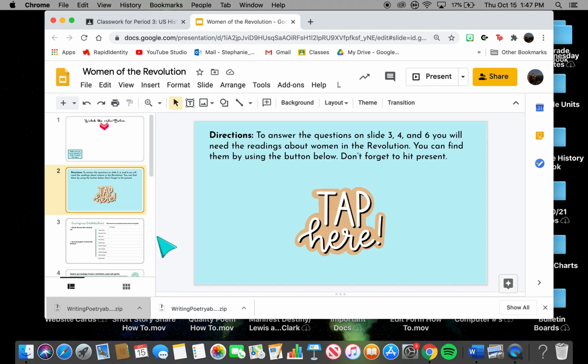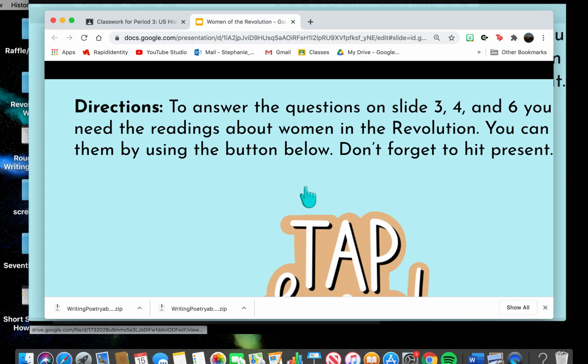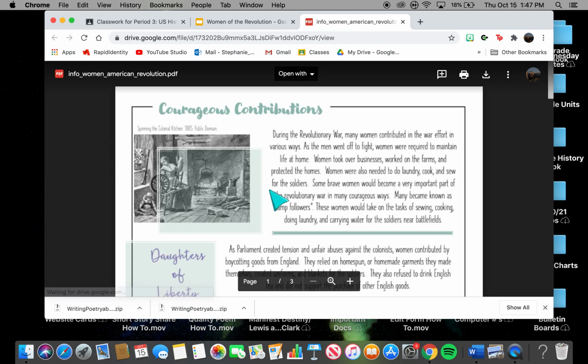So for the second slide, it says to answer the questions on slides 3, 4, and 6, you will need the readings about the women of the revolution. You can find them by using the button below. Don't forget to hit present. This button will not work if you are not in present. So it's always important. Hit present. Then you're going to tap here. This is going to be the reading that you use for the assignment.